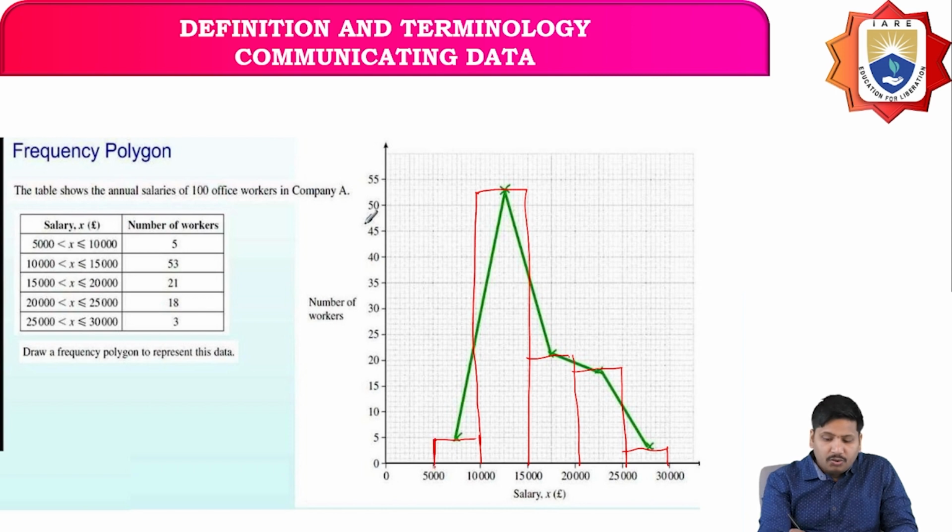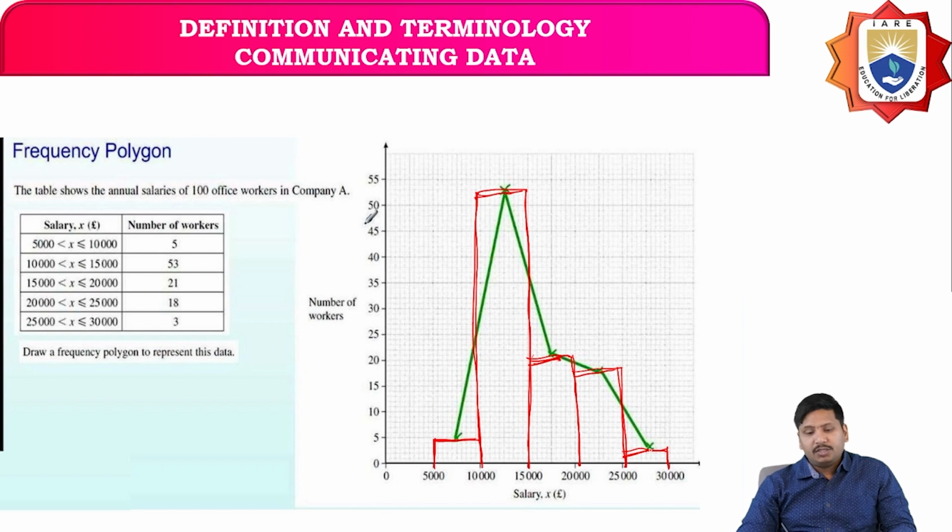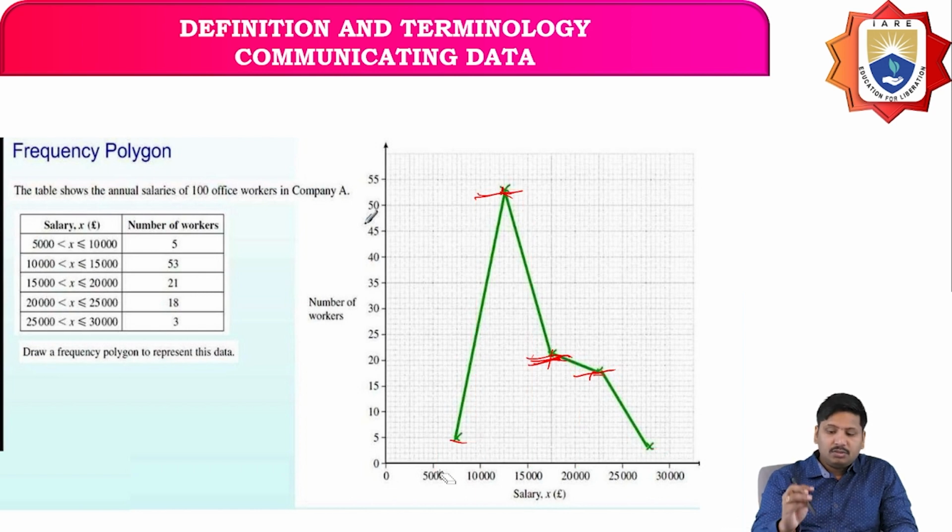If I join all the midpoints of the rectangle bars of the histogram, so this is the histogram we initially constructed. After joining all the midpoints of this histogram, if the points are joined with a line, the line that we are able to obtain should be the frequency polygon after removing all these rectangle bars.